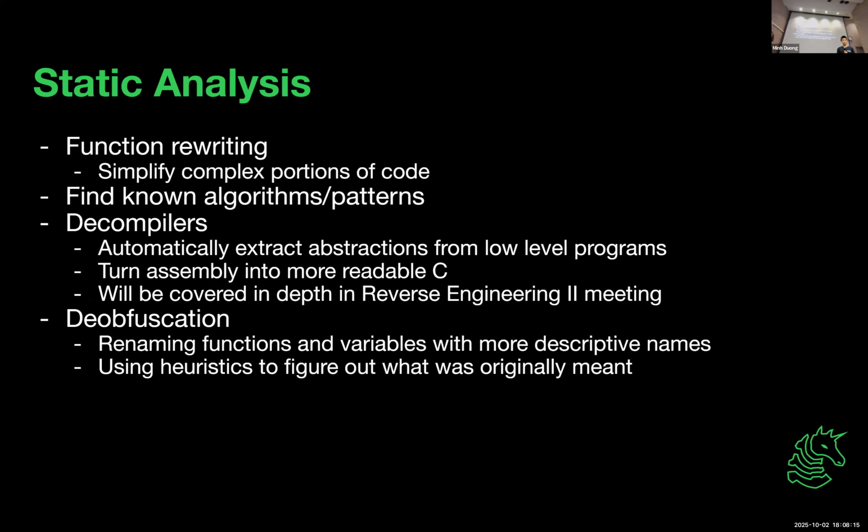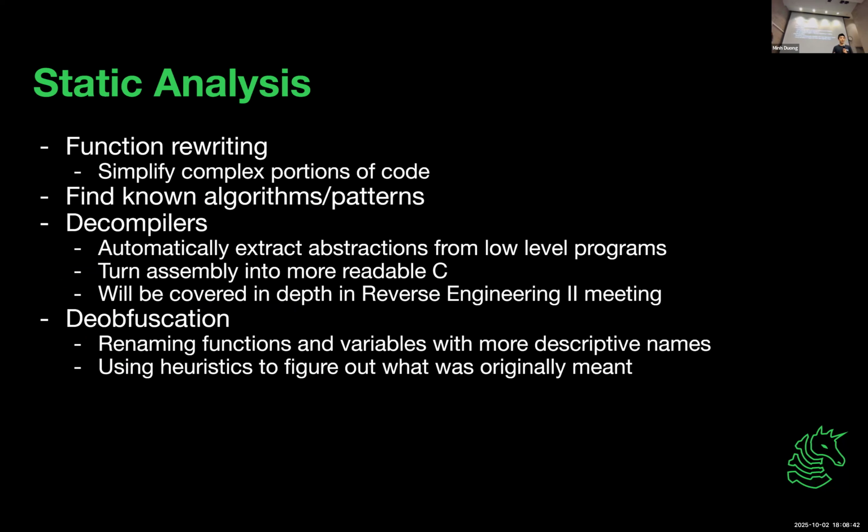So techniques: how do we reverse engineer? For static analysis, there's function rewriting, where you take a complex block of a function and try to see what it's generally doing, like for loops, if statements, and function calls. You want to simplify it in order to better understand it. Then you can find known algorithms or patterns. If you see a binary search or a merge sort, it's pretty obvious from the general structure.